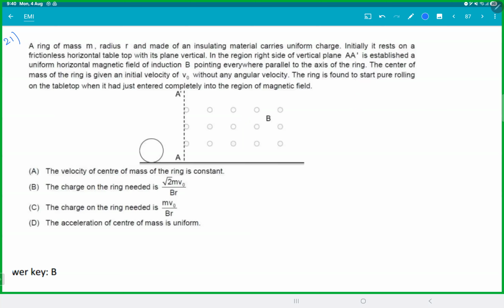Convinced? Happy? The question asked to draw the FBD. You are taking the field due to the charge and putting it on the same charge and you're finding the force.